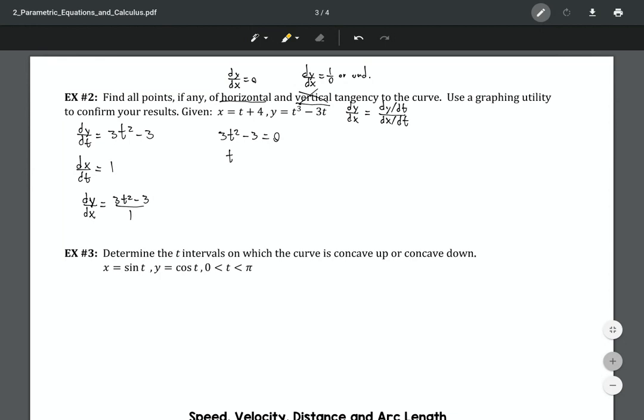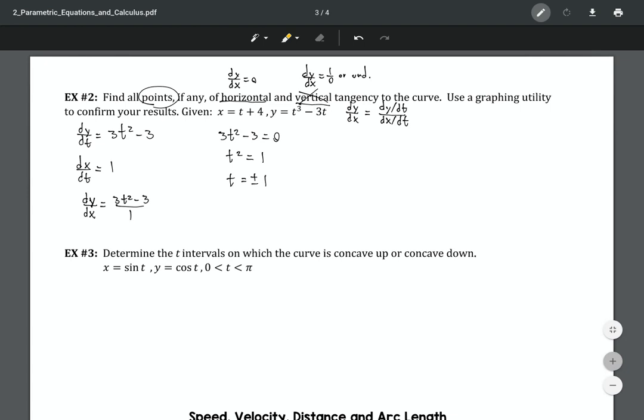Many ways to do this. I'm going to add the 3, divide by 3, so I get this. And if I take the square root, I'm going to get plus or minus 1. Okay? So now what I have to do, because he wants to know all the points, t is not a point, it's a parameter. So I have to plug in that t back into those two original equations that I have.